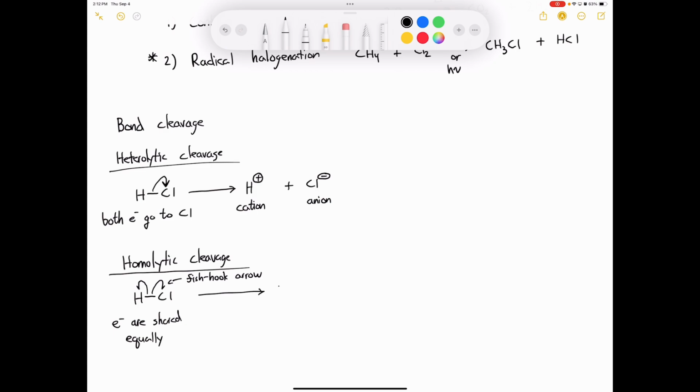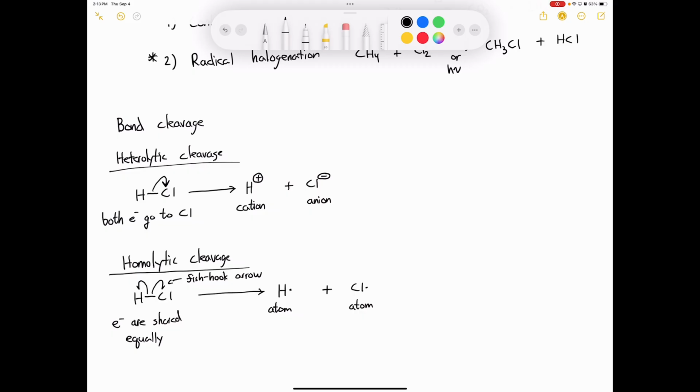We're going to have the electrons now on hydrogen and on chlorine. So now we have 2 atoms and no charges, no ions. That's the difference. We'll see both of these processes, heterolytic cleavage and homolytic cleavage.